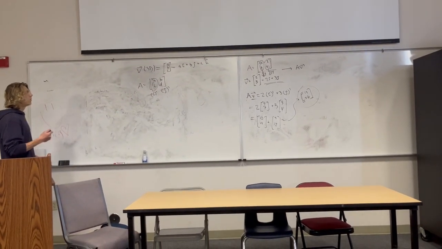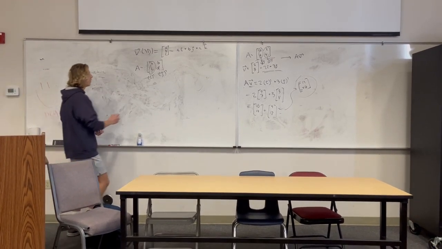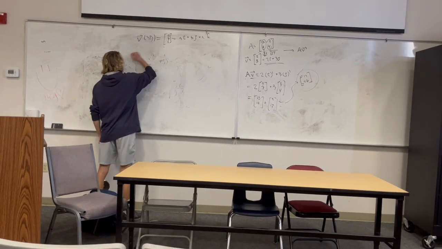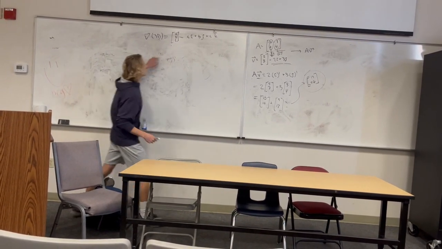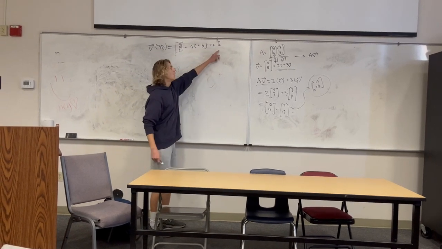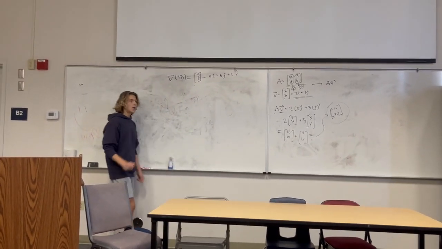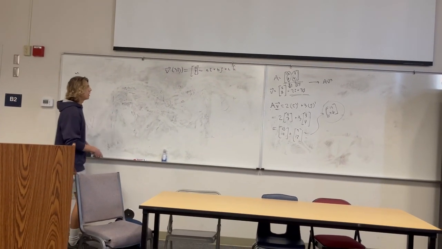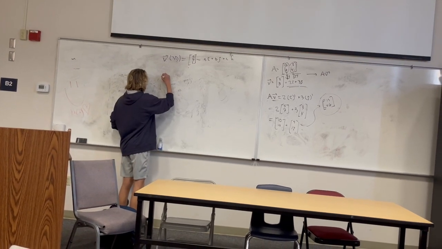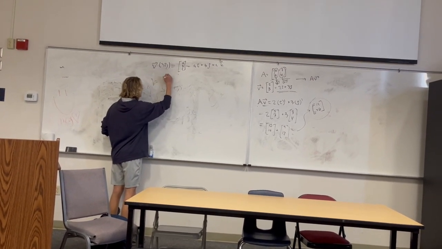Now what we're going to do is not just look at stuff in 2 dimensions. We're going to look at stuff in 3 dimensions. So now we have k as our unit vector along the z-axis, and I'll write this out. k is 0, 0, 1.